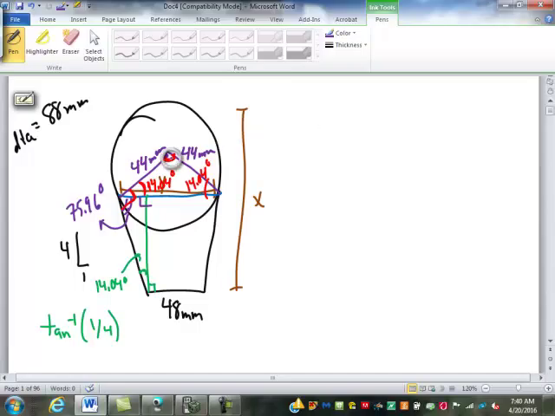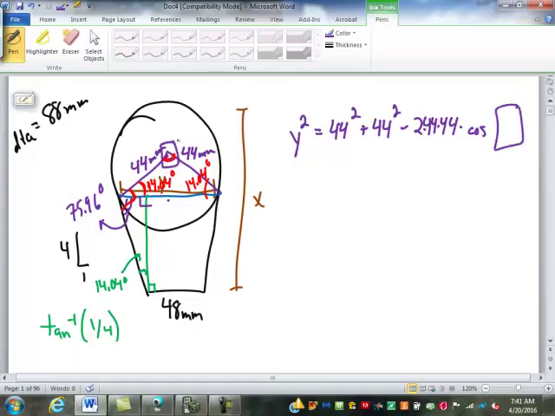Once you have this angle here, Y down here, Y squared is equal to 44 squared plus 44 squared minus 2 times 44 times 44 times the cosine of whatever this angle is in here that you found. Like 161.92, something like that. Law of cosines. Once you know this side here, the rest of the world falls into place for you. You have this right triangle here.